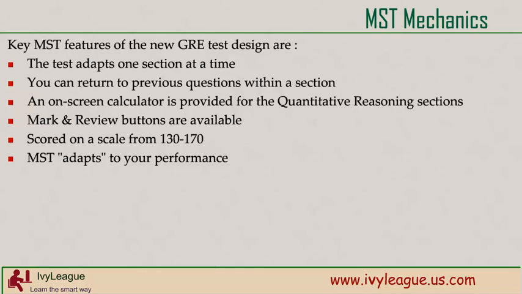The first question may be of medium difficulty. If you get it right, the second question may be a little harder. If you get it wrong, the second will be more basic. If you keep getting questions right, the test will get harder and harder. If you make some mistakes, the test adjusts and starts giving you easier problems, but if you answer them correctly, it will go back to the hard ones.